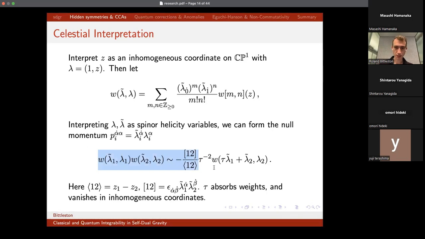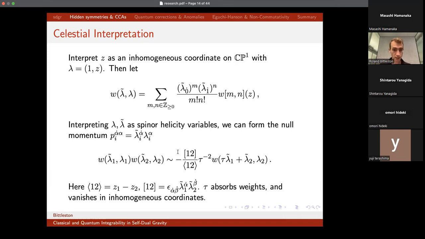This object tau here isn't important. I just wanted to make sure I didn't write down anything wrong. This is essentially just to absorb various weights, to make sure everything's transforming in the correct bundle. If you work in inhomogeneous coordinates, you'll find that this disappears, and the dependence of the OPE on this object is irrelevant. The singular part of the OPE, which is what we really care about, is independent of this thing.